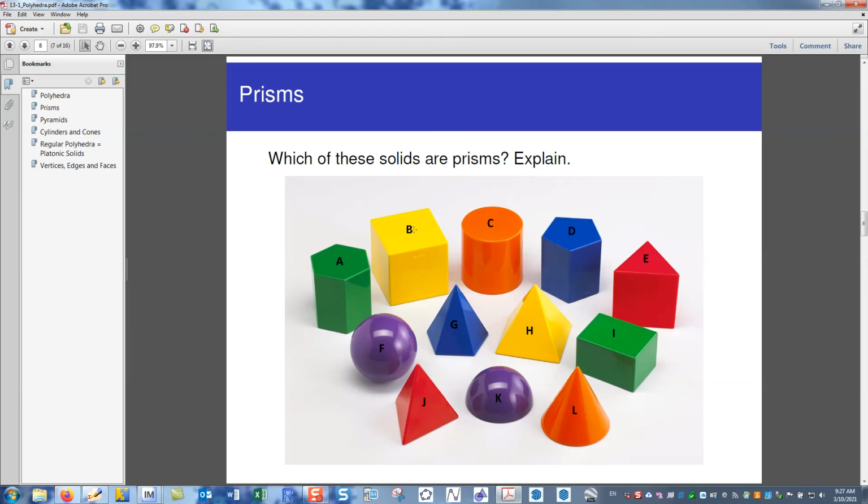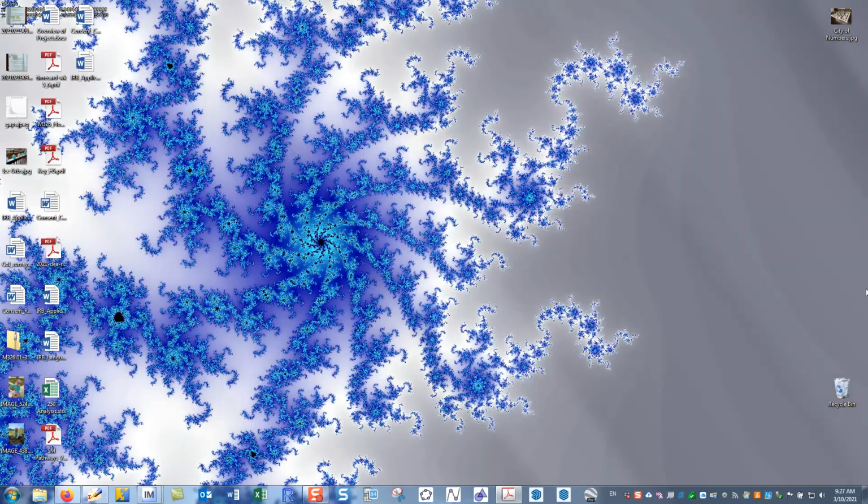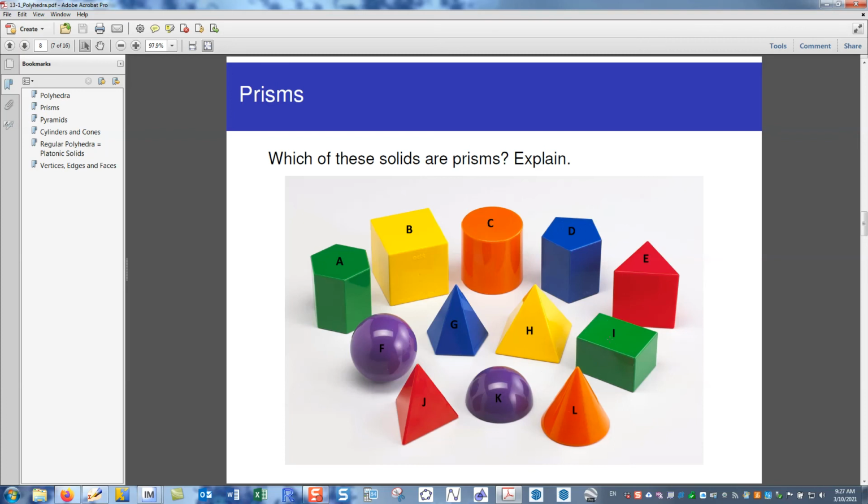E is a triangular prism. F is not a prism. G is not a prism. H is not a prism. Now I is a really interesting one. This one you could name one of two different ways.